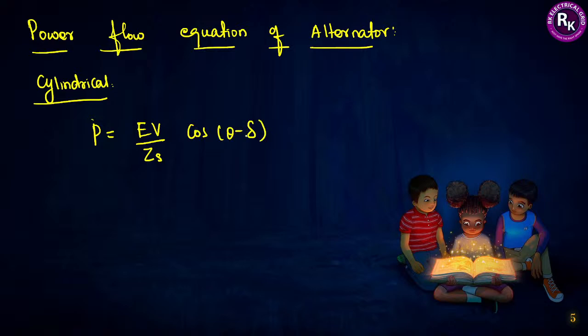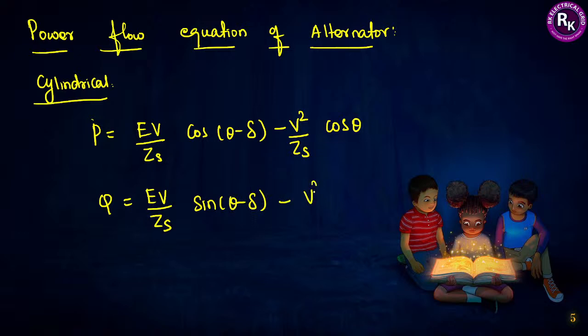See, this theta and delta I have already explained in the last class itself. If you have any doubts, please watch the last lecture. Minus V square divided by synchronous impedance Zs into cos theta. Similarly, reactive power will be EV by synchronous impedance Zs into sine of theta minus delta minus V square by synchronous impedance Zs into sine theta. After that, you will be requested to find the maximum power. So this is the real power condition.